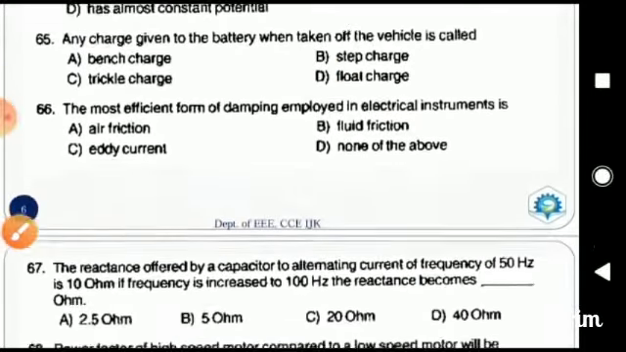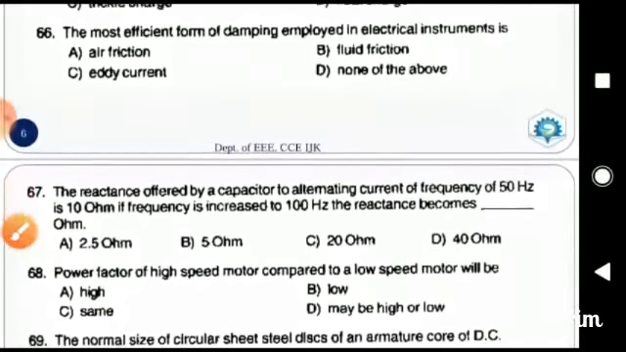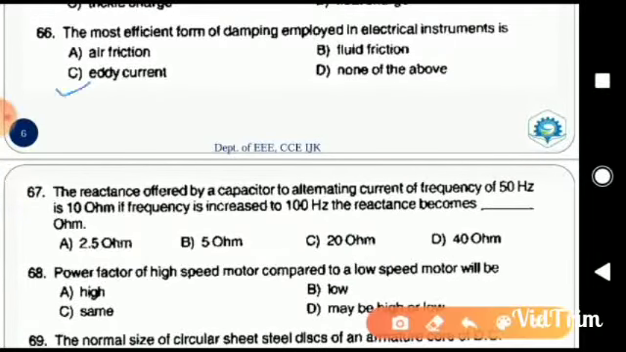Moving on to question number 66. The most efficient form of damping employed in electrical instruments is. Option C is the correct answer. Eddy current damping is the most commonly used type of damping because of its high efficiency.